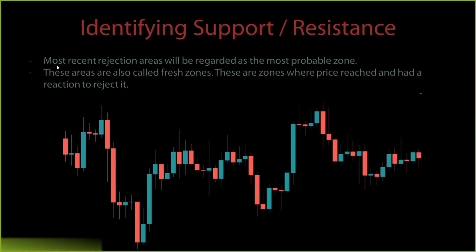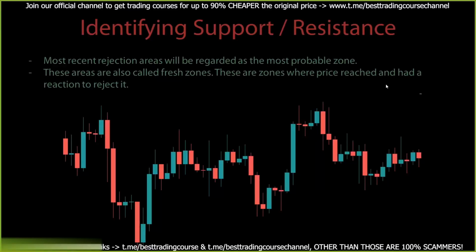So basically, the most recent rejection areas will be regarded as the most probable zones, right? These areas are also called fresh zones. These are zones where price reached and had a reaction to it. What this basically means is, let's say when we're looking at this chart, right?